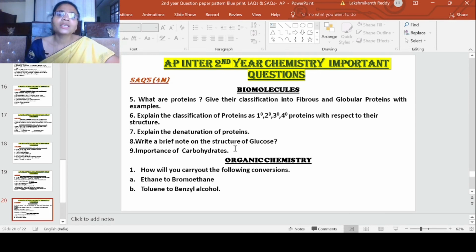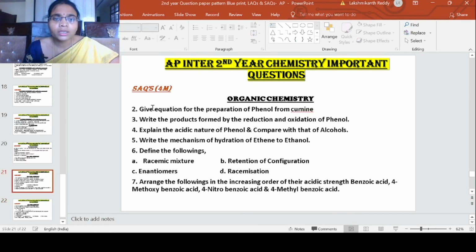So then lastly, organic chemistry. So how will you carry out the following conversions? Ethane to bromoethane, toluene to benzyl alcohol. Next, give equations for the preparation of phenol from cumene. So write the products formed by the reduction and oxidation of phenol. Explain the acidic nature of phenol when compared with alcohol. So next, mechanism of hydration of ethene to ethanol.